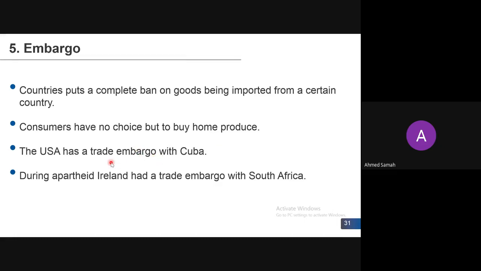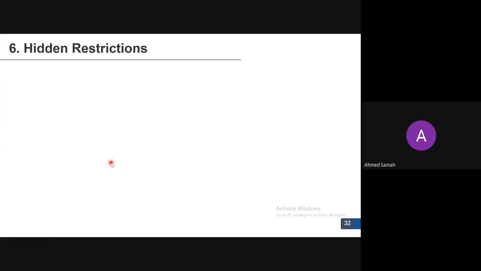And Muslim countries have trade embargoes with Israel. Then there are some hidden restrictions as well, as opposed to outright restrictions.